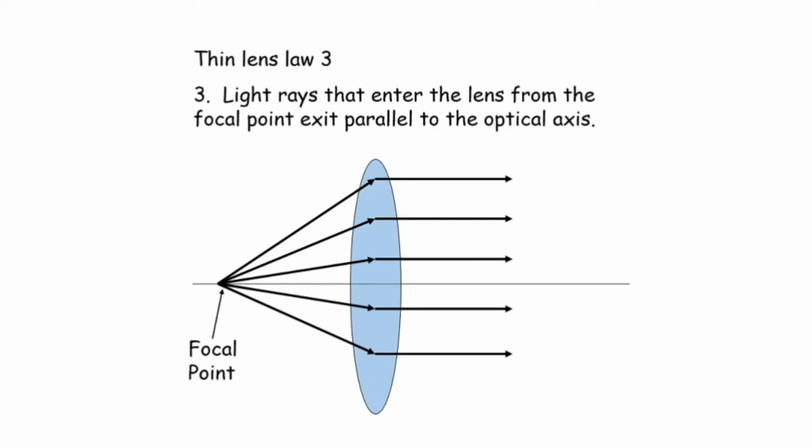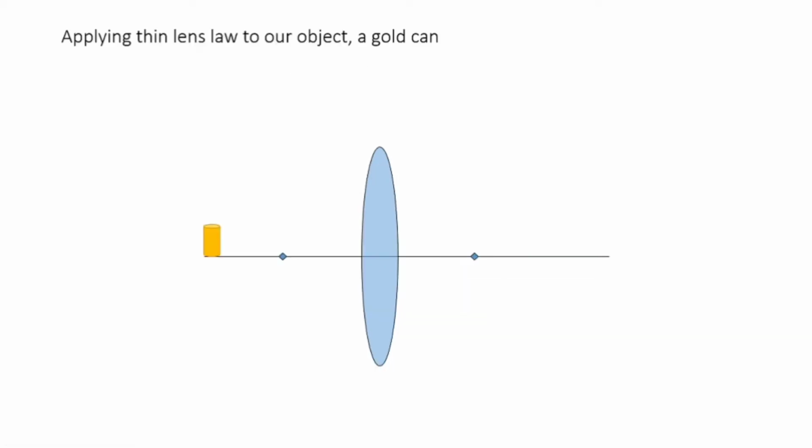Now the third thin lens law is: light rays that enter the lens from the focal point exit parallel to the optical axis. This beam is parallel to the optical axis, coming through its focal point. Light rays that enter the lens from the focal point exit parallel to the optical axis. It is exactly opposite to the second thin lens law.